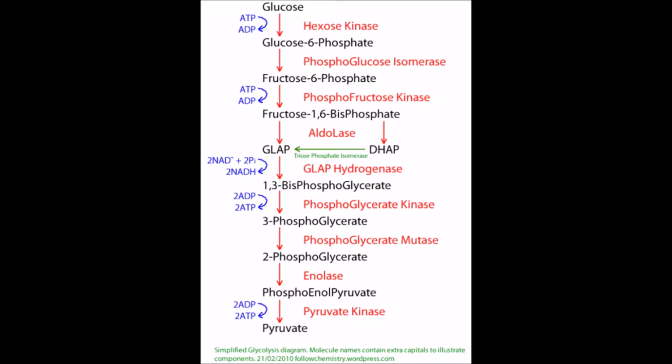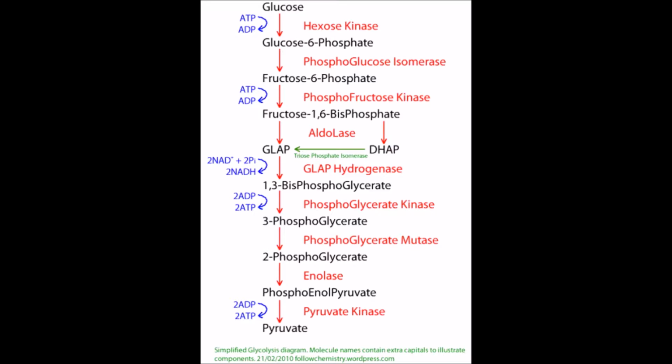The enzyme aldolase splits fructose 1,6-bisphosphate into two sugars that are isomers of each other. These two sugars are dihydroxyacetone phosphate and G3P. The enzyme triose phosphate isomerase converts the molecules dihydroxyacetone phosphate and G3P. Phosphoglycerate kinase transfers a phosphate group from 1,3-bisphosphoglycerate to ADP to form ATP and 3-phosphoglycerate.